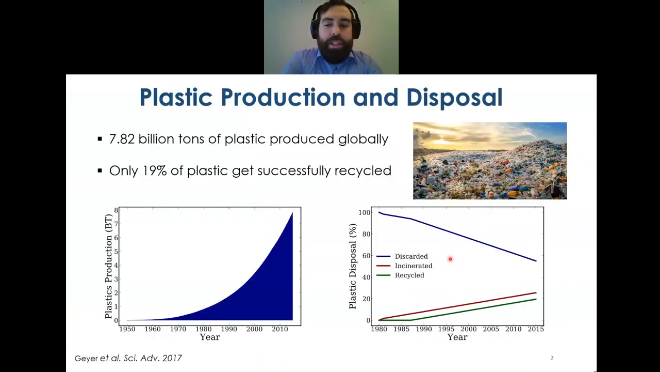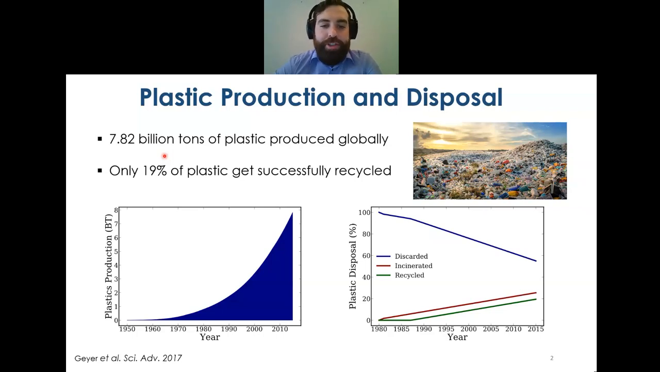We live in a world in which we are surrounded by plastic and plastic products. In fact, as we can see, in the last 60 years the plastic production has spiked exponentially. It is estimated that around 7.82 billion tons of plastic have been produced globally.